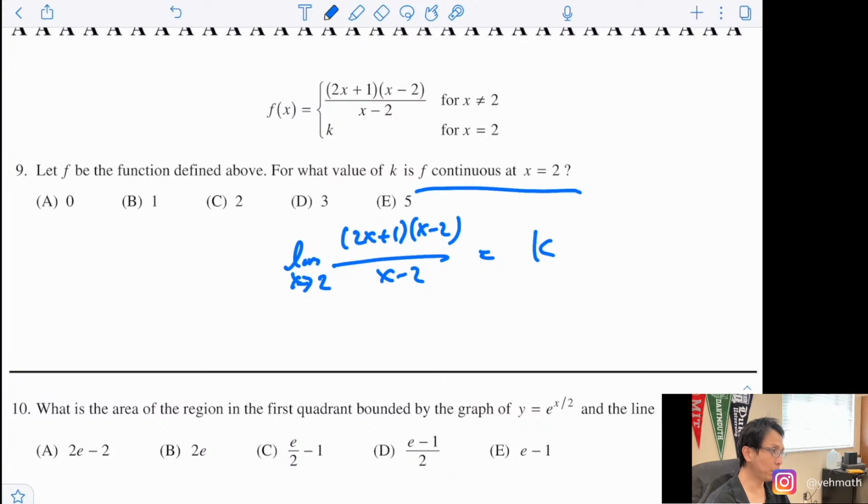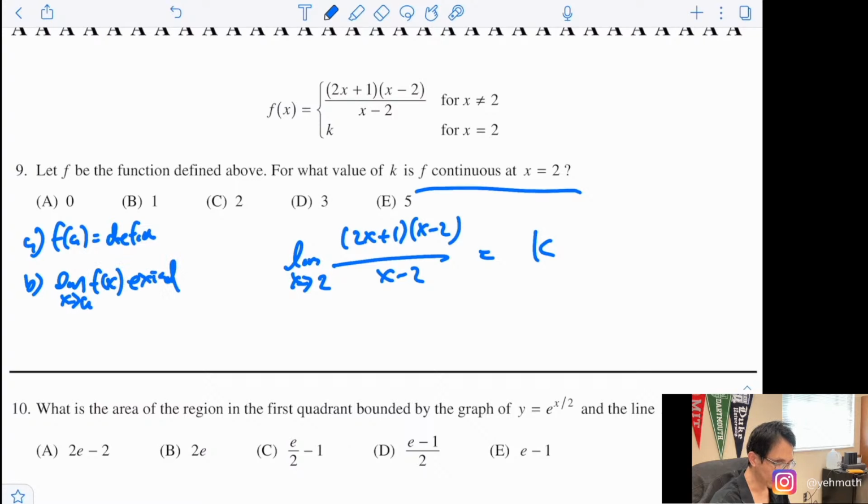Why is that? Remember the conditions for continuity? A says f of a has to be defined. B says the limit as x approaches a has to exist. And C says the limit as x approaches a of f of x is equal to f of a. So if we approach a, it must equal f of a, so that's equal to k, because k is f of a. Now the x minus 2 also cancels out. So then it's 2 squared plus 1, which is equal to 5. 5 is equal to k.